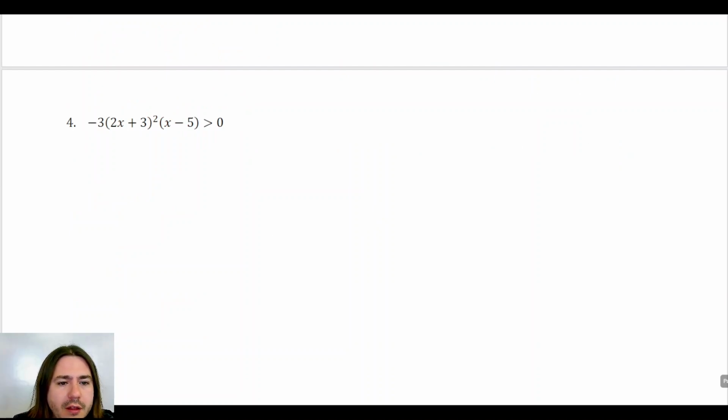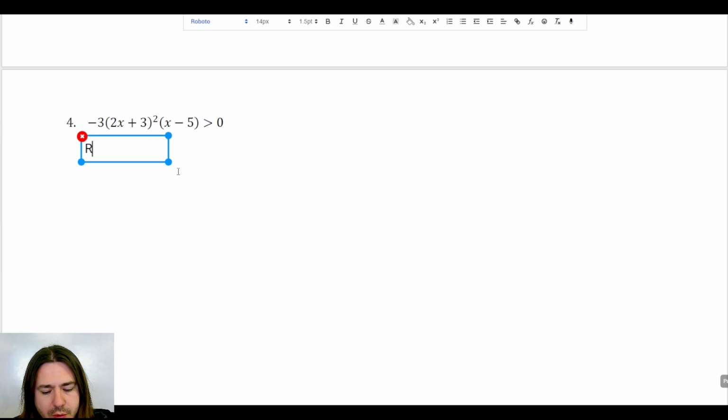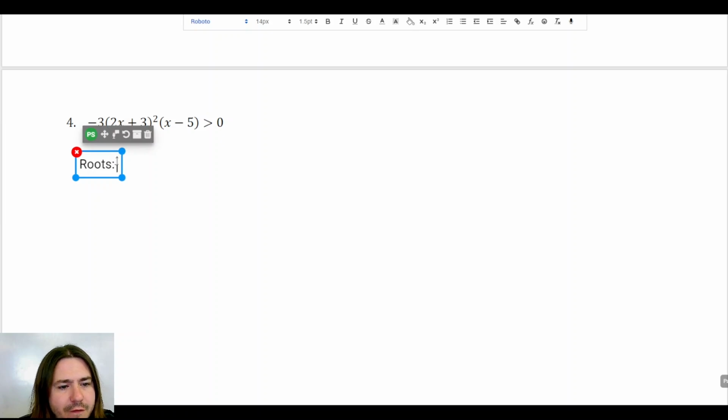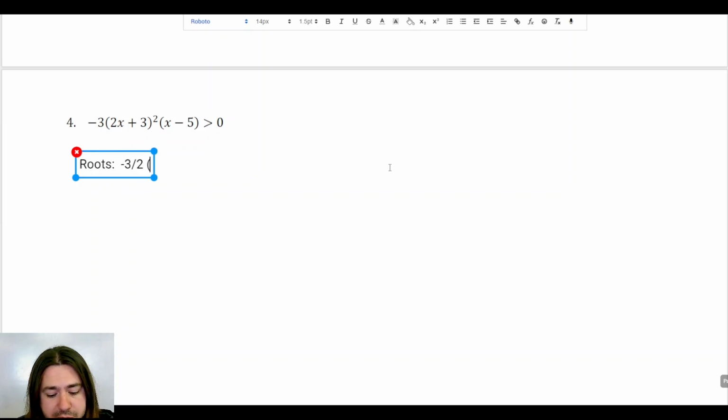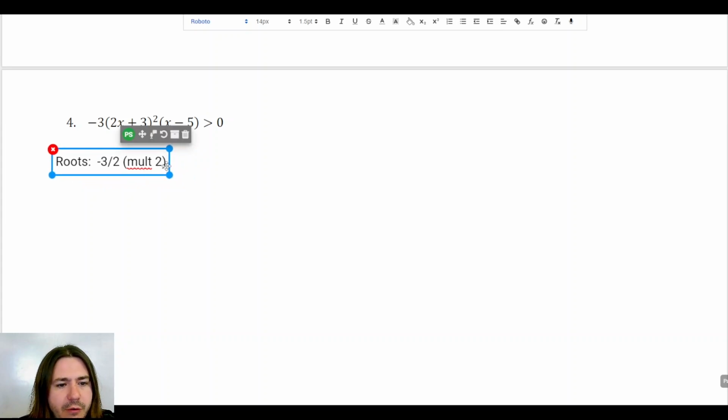With number 4, thank goodness this thing is already factored, because the last couple of questions were kind of troublesome to factor. So here we can go straight to our roots. Our roots are going to be, looks like, negative 3/2, so negative 1.5. And that's going to have a multiplicity of 2, just as a little note, that way we are not surprised when the sign doesn't change on either side of that root. And then we have x equals 5. So I'm going to create my number line.